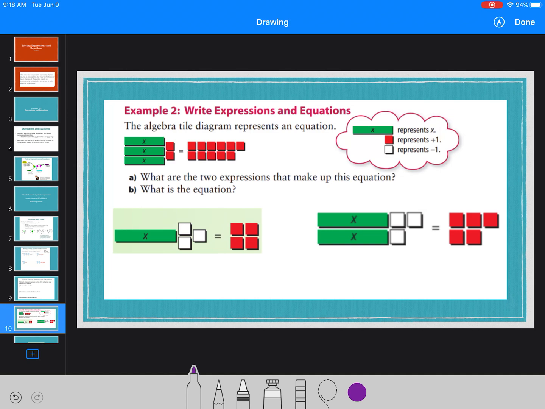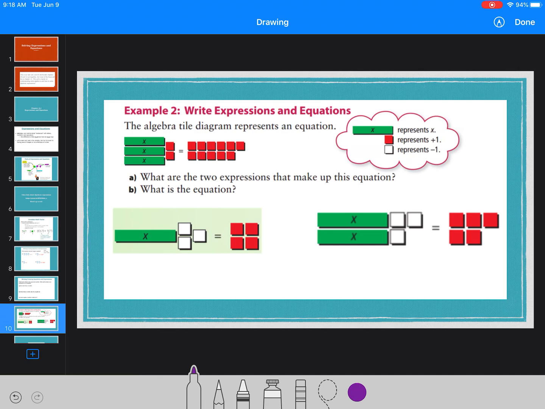Now, let's look at algebra tiles, because if we were in school, I would have a bunch of algebra tiles for us to kind of manipulate. So when you have an algebra tile, kind of thinking of the cups and the counters, you have the X, this green bar, that represents your unknown, your variables, X. If you have a red square, that's 1. And if you have a white square, that's minus.